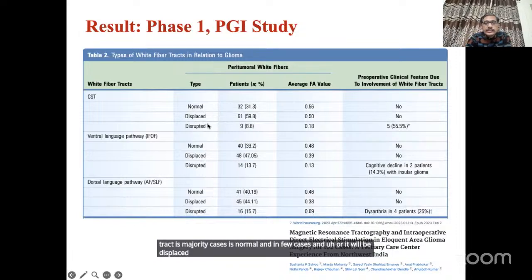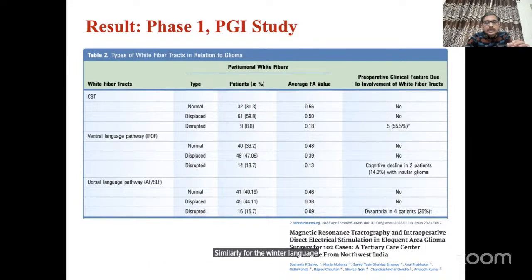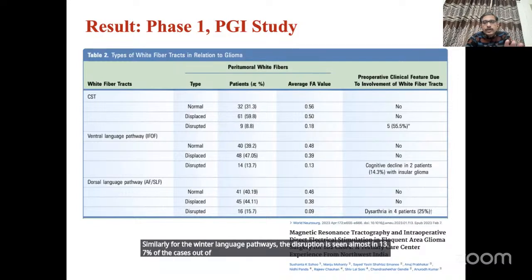However, in a few cases it is disrupted, and even when it is disrupted, only in almost 50% of the cases does the patient have paresis because of this disruption. That could be because of edema or the infiltration of the tumor, which is very difficult to delineate on radiology. Similarly, for the ventral language pathways, disruption is seen in almost 13.7% of the cases, out of which only a few have cognitive decline.